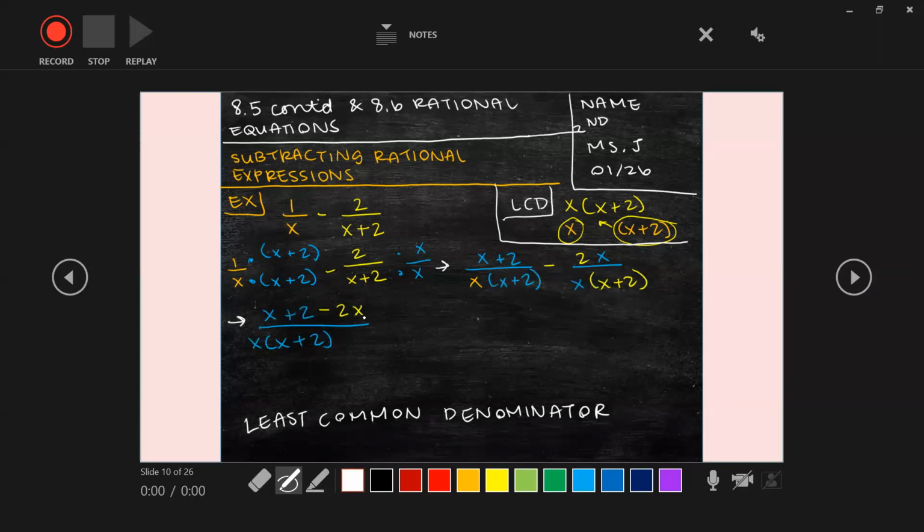We can simplify that, right? Because we've got a negative 2x. So what's going to be in my numerator after I simplify? Well, so we've got a negative 2x and then an x. Well, so we've got positive 1 and then we've got negative 2. Yeah, it's going to be negative x. So negative x plus 2 all over x times x plus 2.